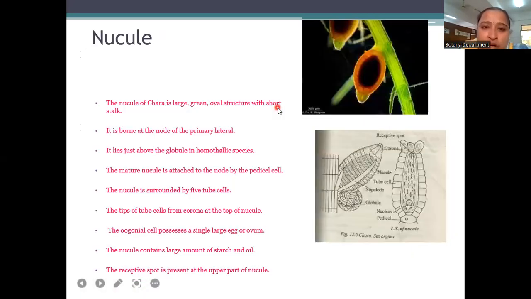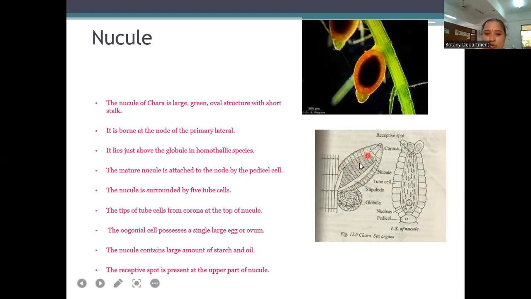Coming to the second one, the female reproductive organ is called the nucule. Here the nucule, you can observe this part, is very large in size compared to the globule. The nucule is the female reproductive organ. It is a large oval structure covered with green spirally coiled tube cells. See, this one, spirals are there. The spirally coiled tube cells form a sterile sheath. The sheath provides protection to the nucule.